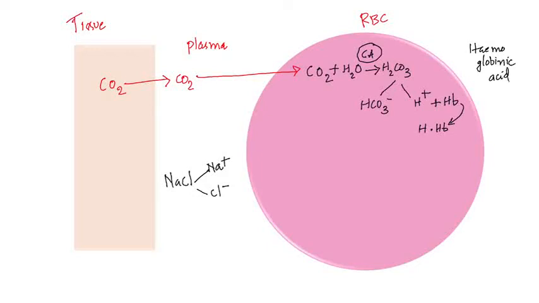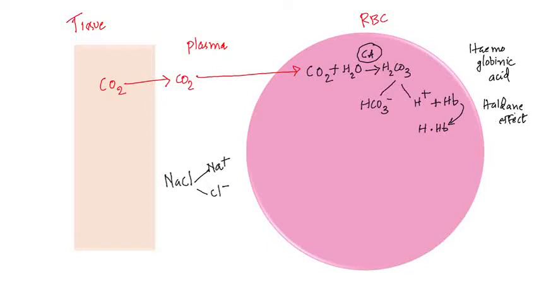The formation of hemoglobinic acid is a particular effect known as the Haldane effect. So what is the Haldane effect? The deoxyhemoglobin accepts the proton which has formed as a result of dissociation of carbonic acid, and this results in the formation of an acid called hemoglobinic acid. This phenomenon of formation of hemoglobinic acid is known as the Haldane effect. This effect is named after a scientist whose name is Haldane.